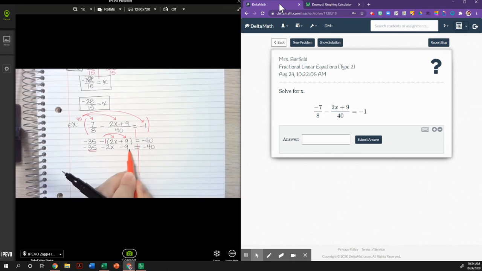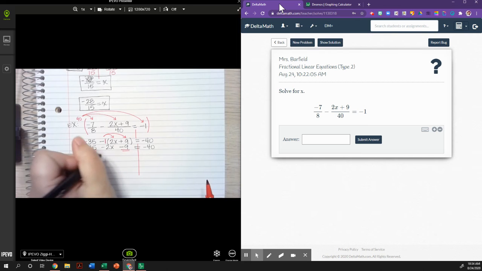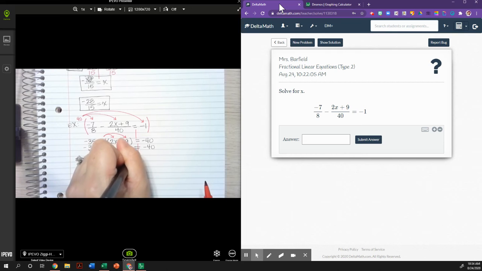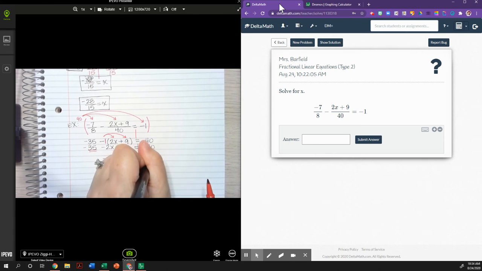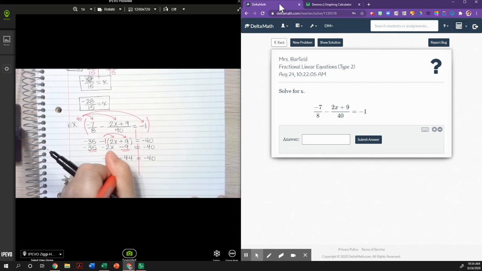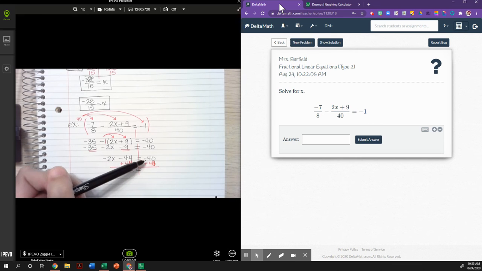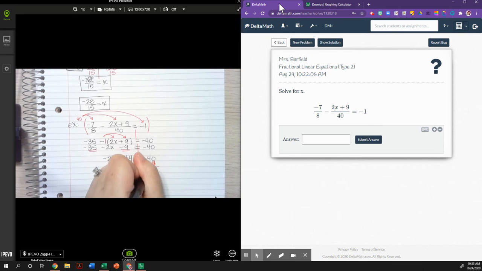So -35 and -9. That gives me, bring down the -2x minus 44, because -35 minus 9, when I combine those, I get -44, equals -40. I'm going to add 44 to both sides. So I bring down -2x equals, all right, negative 40 plus 44 is 4.